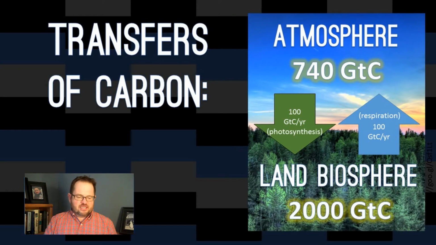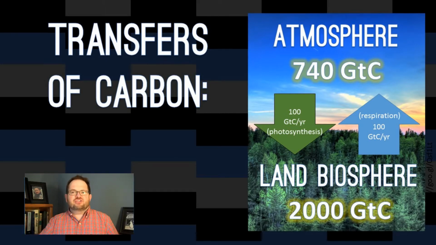Alright, there are two important reservoirs, and when we're talking about the land biosphere, there are two different ways we can transfer carbon. Not all that surprisingly, they're photosynthesis and respiration. Photosynthesis transfers carbon dioxide, carbon, from the Earth's atmosphere down into the land biosphere at a rate of about 100 gigatons a year. At the same time, respiration by animals, bacteria, plants, etc., is returning about 100 gigatons of carbon per year from the land biosphere up into the atmosphere.